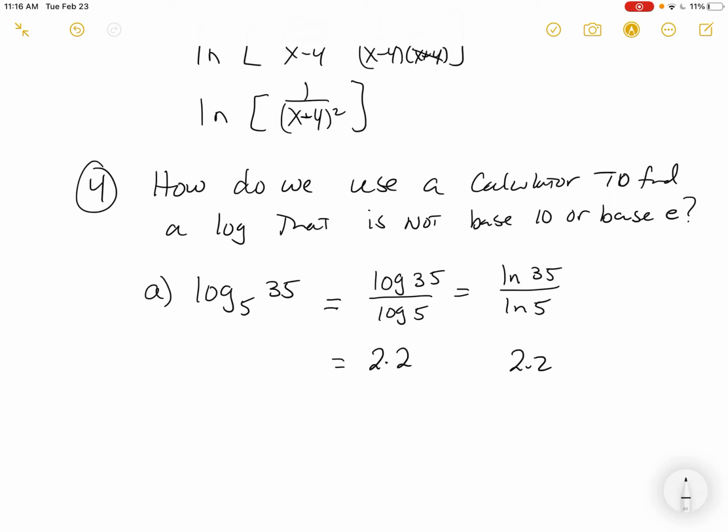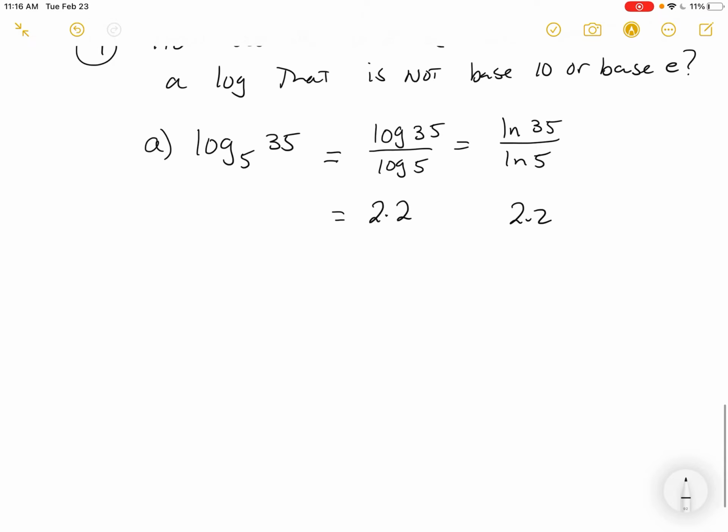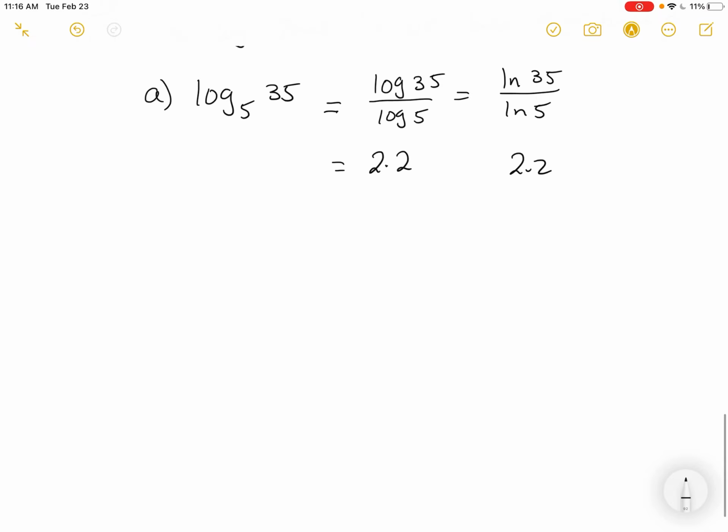Now, does 2.2 make sense? Absolutely it does, because what's 5 squared? 25. What's 5 to the third? 125. 35 is really close to 25, so 2.2 makes sense. The answer had to be between 2 and 3. And so it makes a whole lot of sense there. Those are the styles of questions that we're having to deal with in this.